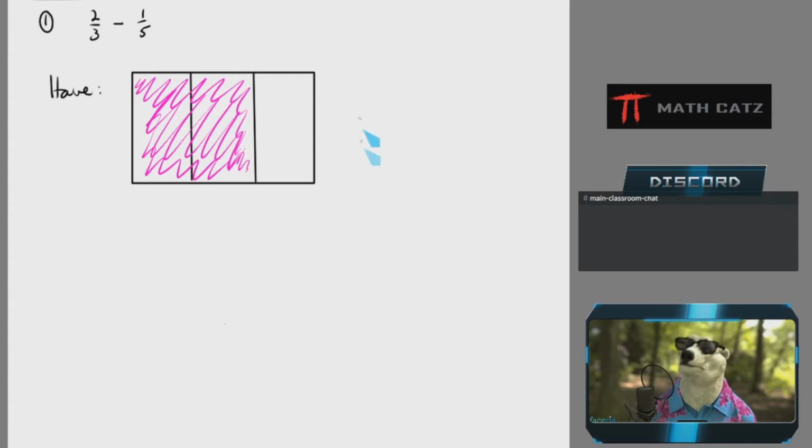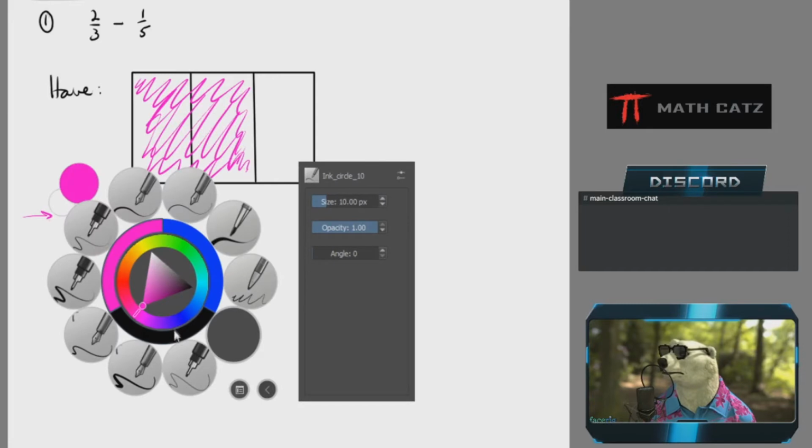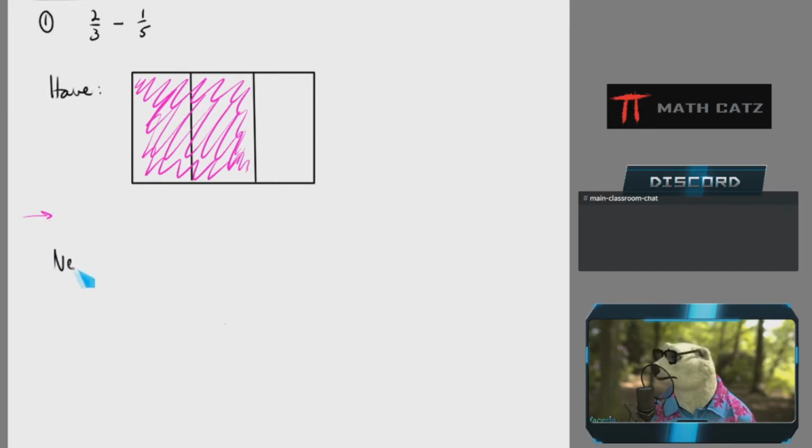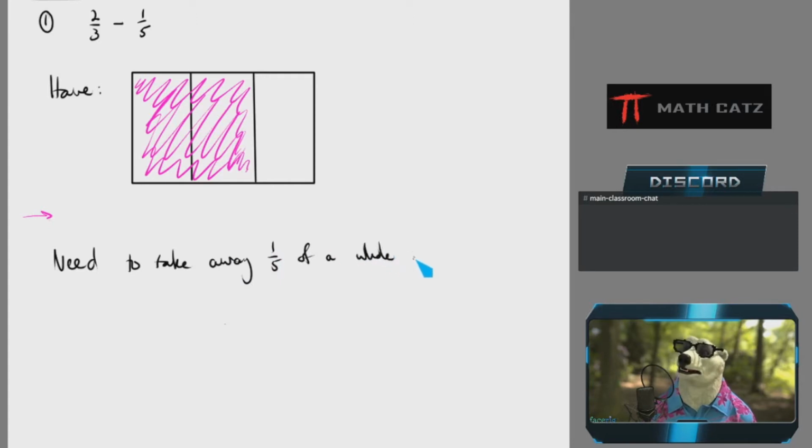So let's leave some space over here. Let's leave a line. Switch to black, definitely. And then say we need to take away 1/5 of a whole rectangle. The problem is, compared to what I see and what I have, I don't know how much to remove. I know I need to remove something. I don't know what to remove.